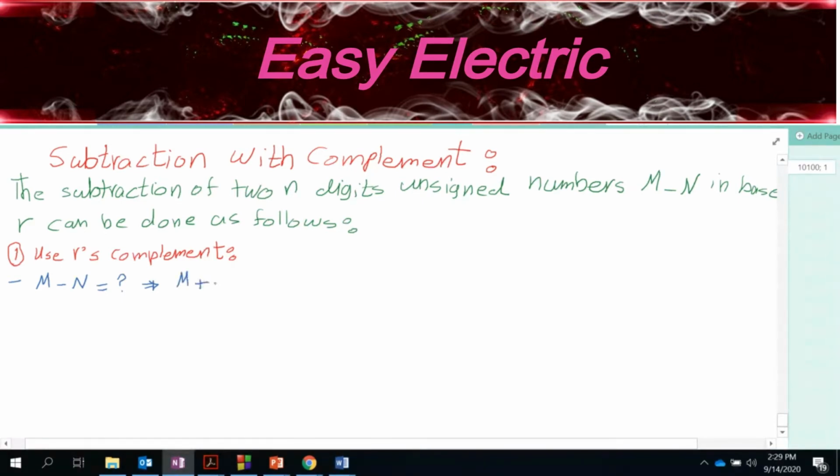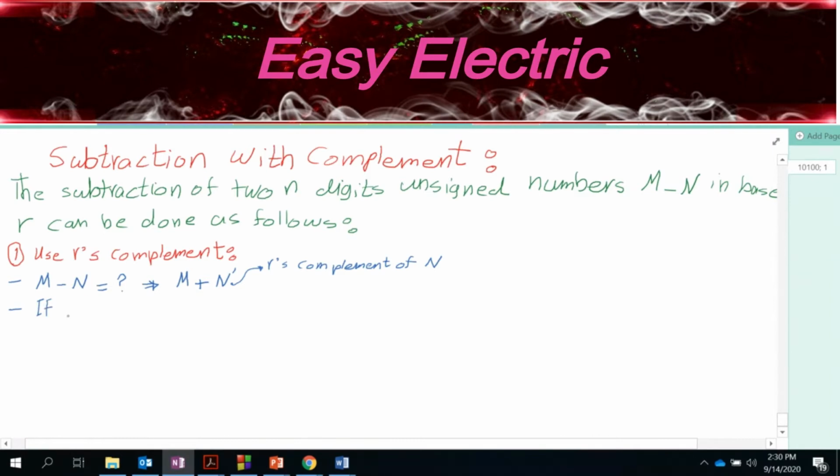I could just add the m with the n prime, where n prime is the r's complement of n. So here I actually write a comment: the n prime is the r's complement of n. Okay. So you want to do m minus n, so you first do m plus the r's complement of that. So let's see what else we need to do.